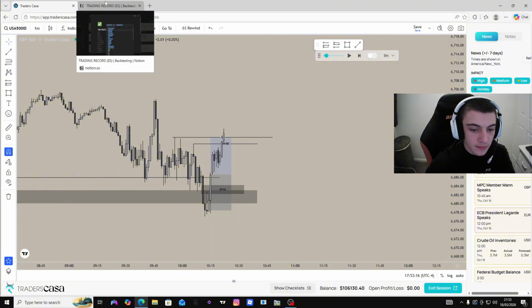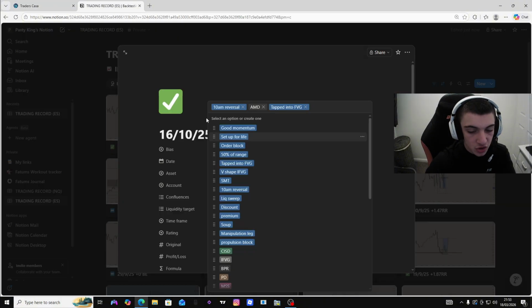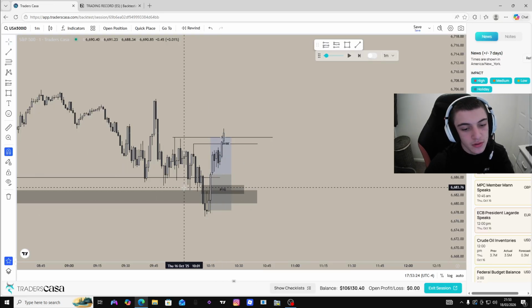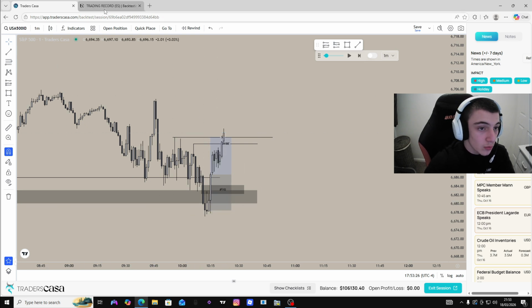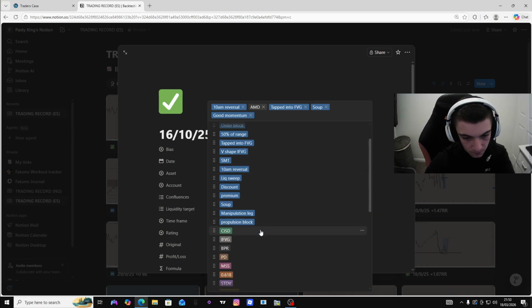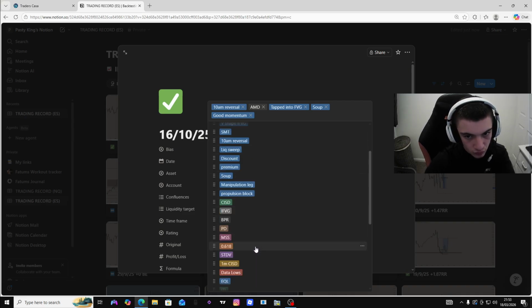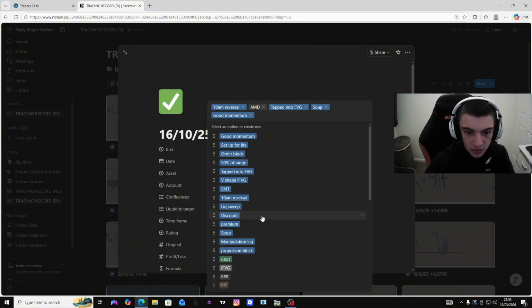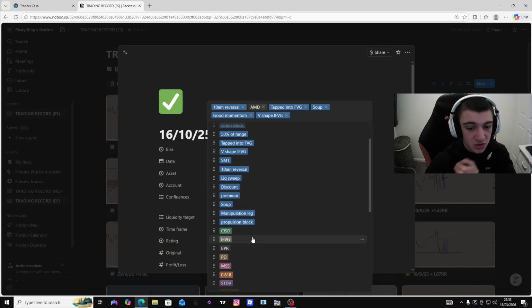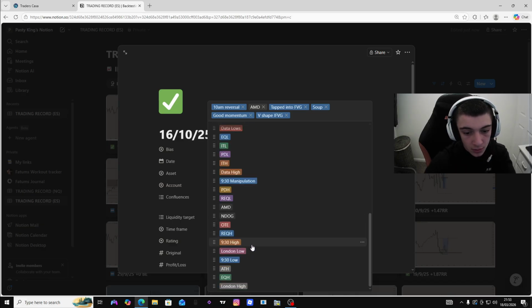What else did we have? We had a soup because we had accumulation, manipulation, distribution, but the manipulation went underneath these lows, soup these lows, and went into an FVG. We had good momentum, good displacement, same thing. We had a V-shape by FVG. We put soup in.